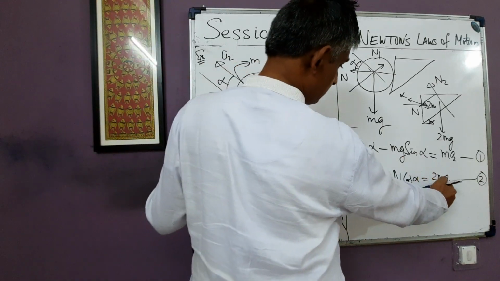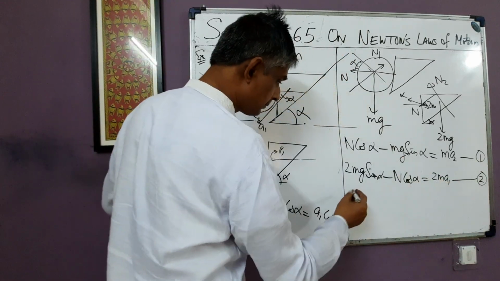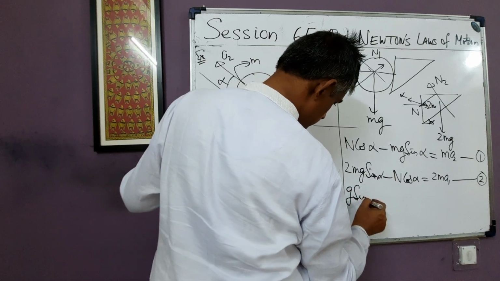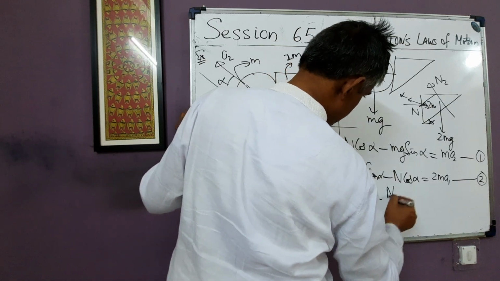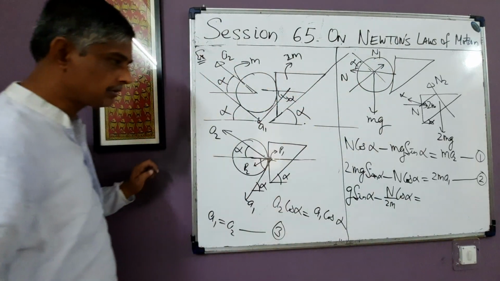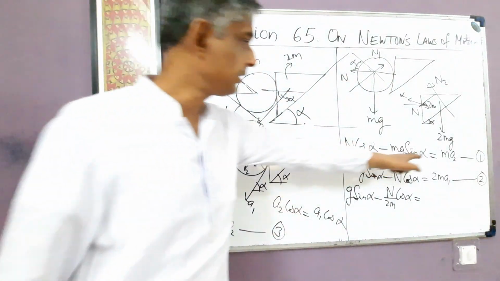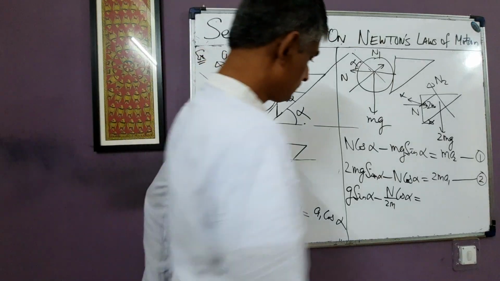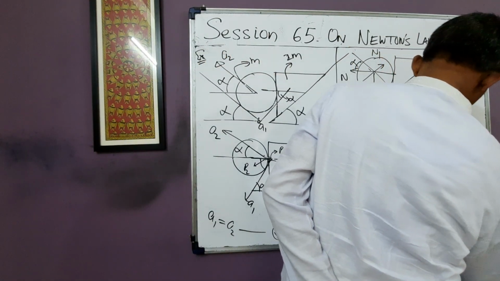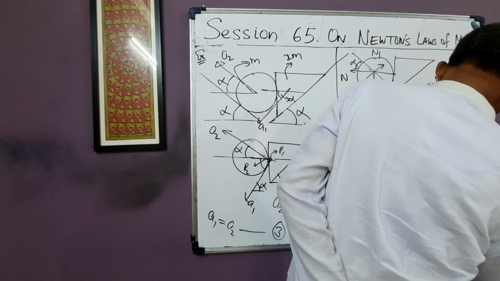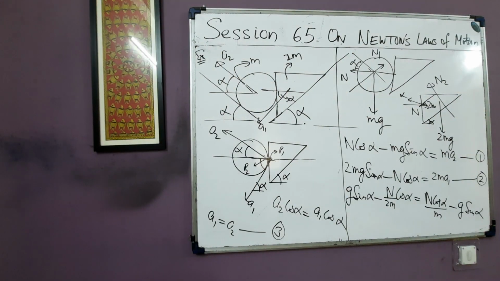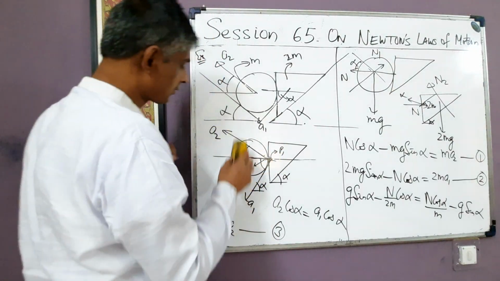From this you can see what is A1. We divide this equation by 2m, we get A1. If we divide this equation by 2m, what do we get? g sin alpha minus n by 2m into cos alpha. This is just A1. And A2 is what? I divide this equation by m, I get A2. How do we get? n cos alpha by m minus g sin alpha. Alright, fine. Now rub this one.